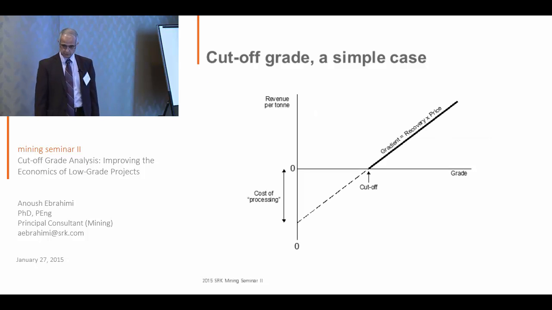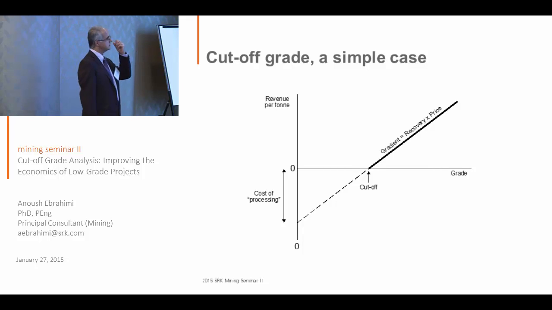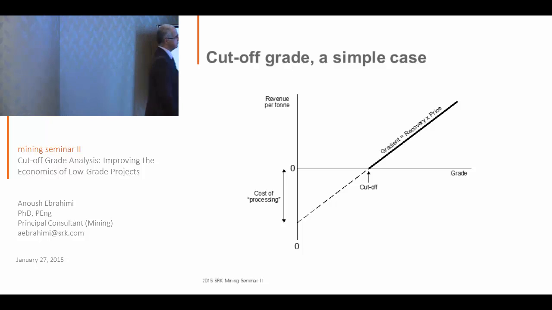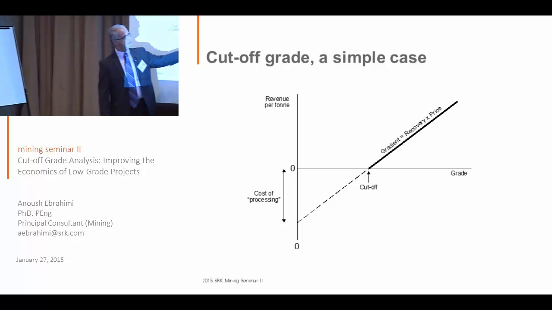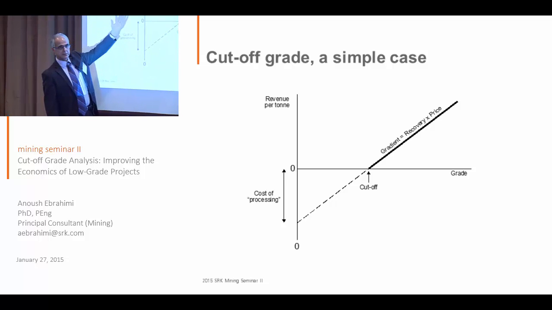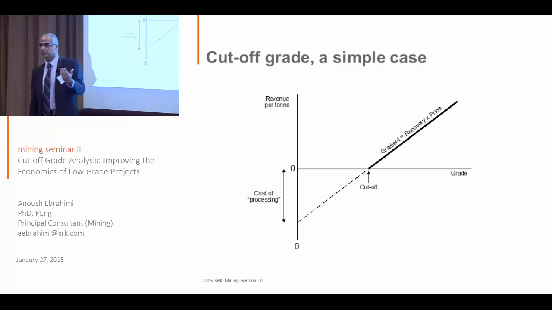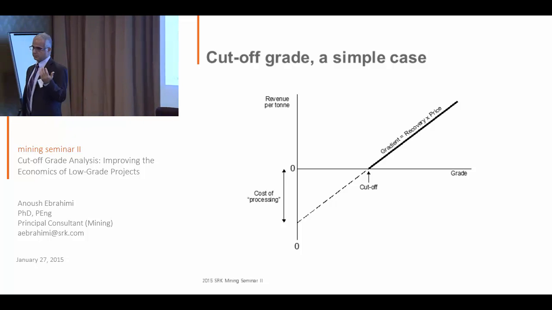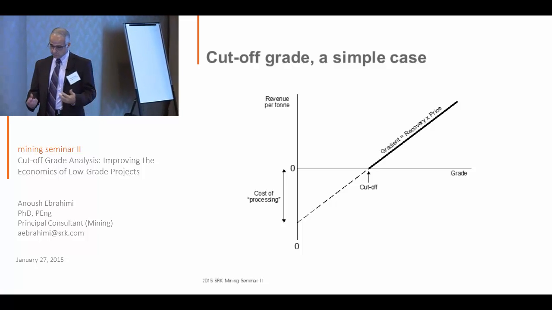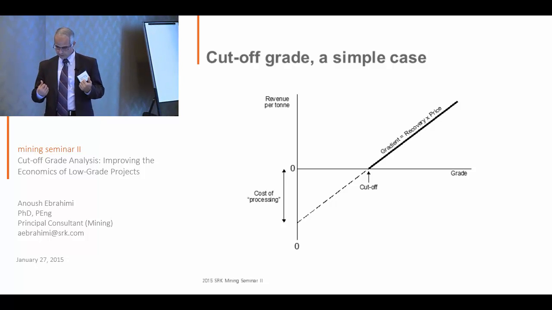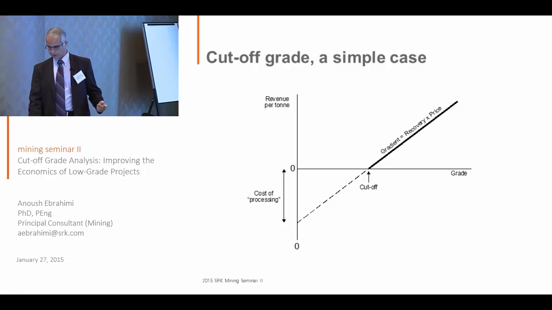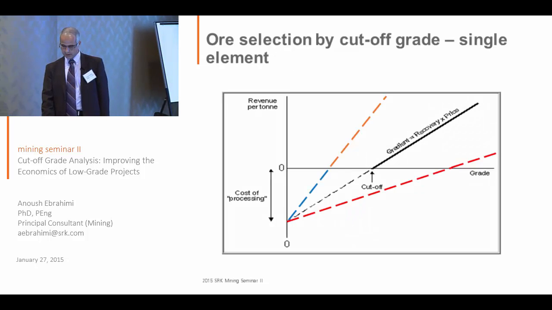If we use that formula and bring it into a graph, you can see this is the graph for the cutoff, and that's the cost of processing. As the grade increases, the value of your rock increases, and if it passes the total cost of processing plus G&A, then you have positive value. That means you're going into positive territory, you get some value out of your system, and you call that one cutoff grade. It means after that you send it to the mill.